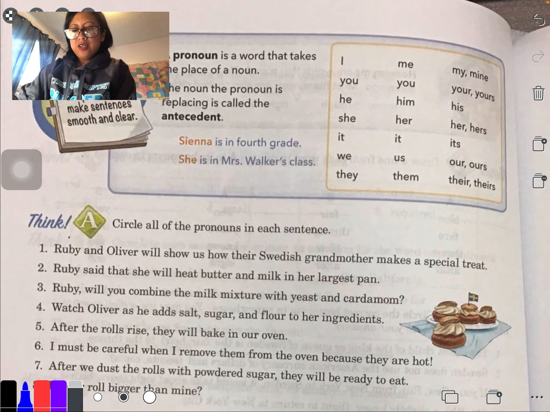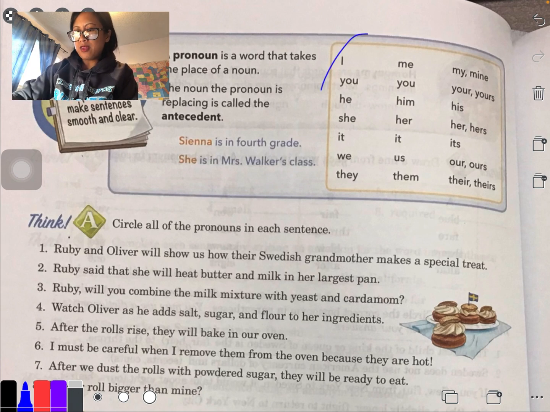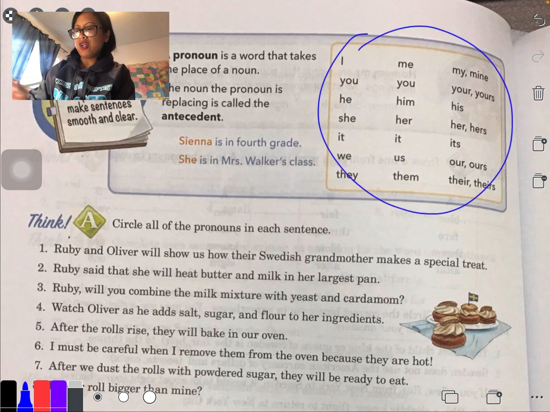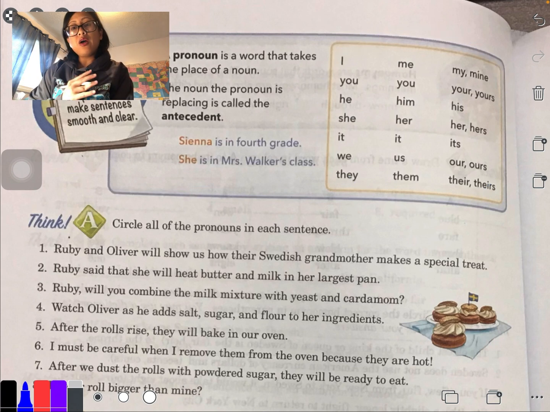Alrighty. Let's look at think A, and I'm going to leave it like this so that we can spy the pronoun chart in the corner here. We're going to circle any pronouns we see. All right? Any pronouns you see in this column or that column or that column.